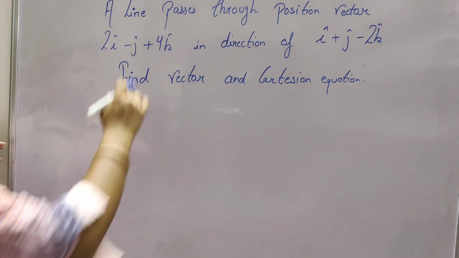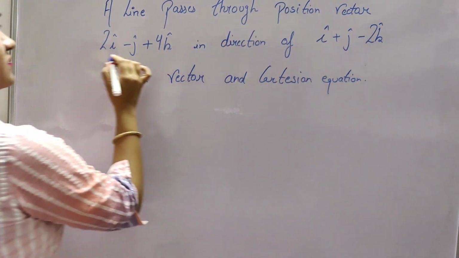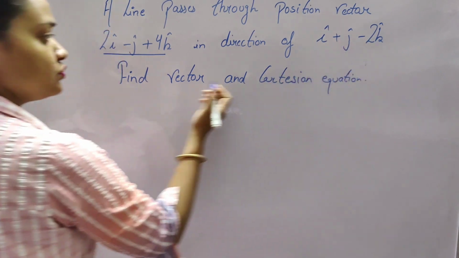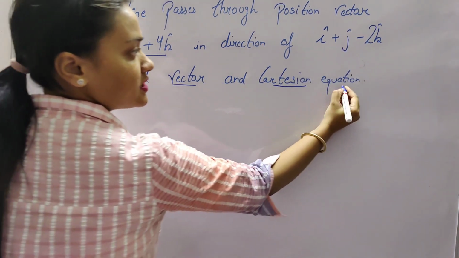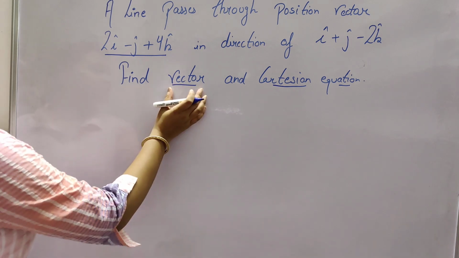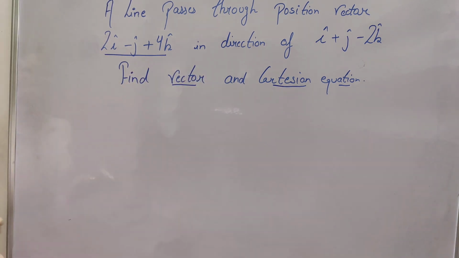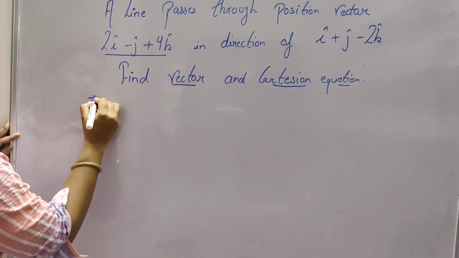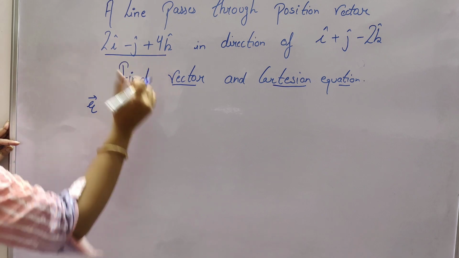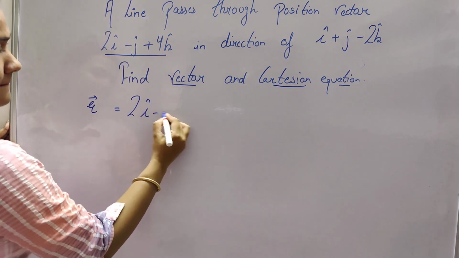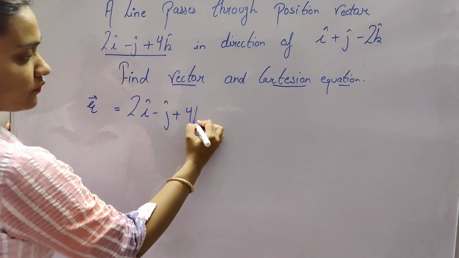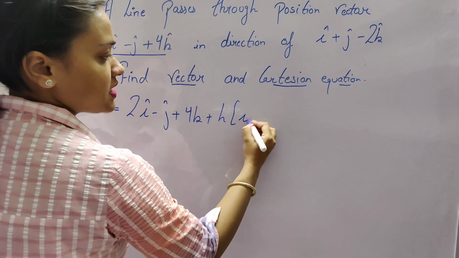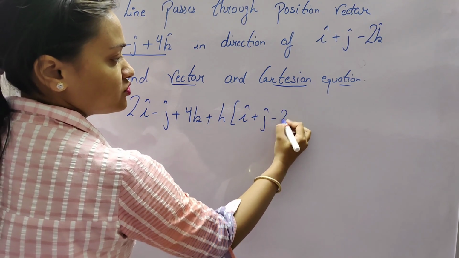So students, your first question is, a line passes through position vectors which is 2i minus j plus 4k in direction of i plus j minus 2k. You have to form vector and Cartesian equation of this question. So if you are going to form a vector equation, students, the formula is, you have just to write r is equal to the position vector which is 2i minus j plus 4k plus alpha into the direction vector which is i plus j minus 2k.